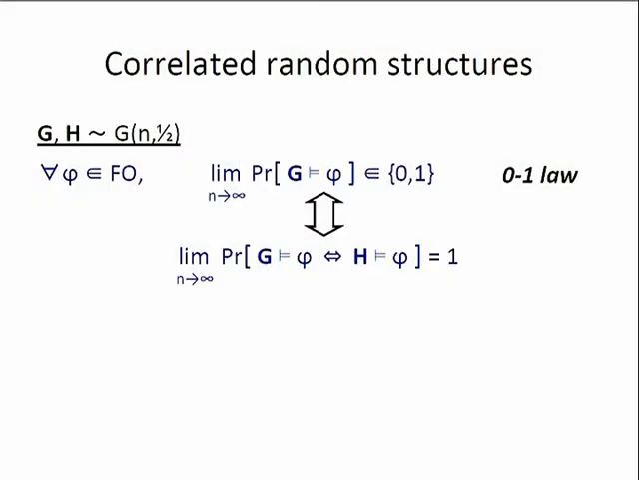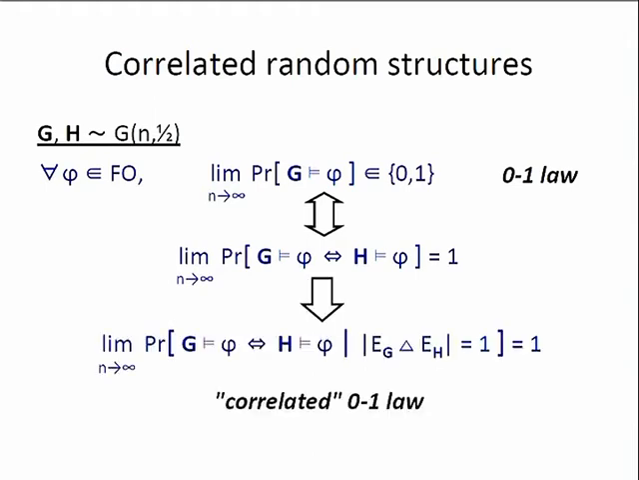Okay, so now I want to make an analogy between 0-1 laws and complexity theory by talking about correlated pairs of random structures. In this slide, this is a repeat of the previous slide where I'm giving the two formulations I had of the 0-1 law. So when G and H were independent random structures, then the 0-1 law says that almost surely, for every first order sentence phi, G satisfies phi if and only if H satisfies phi. Okay, so that's for independent random structures, G and H.